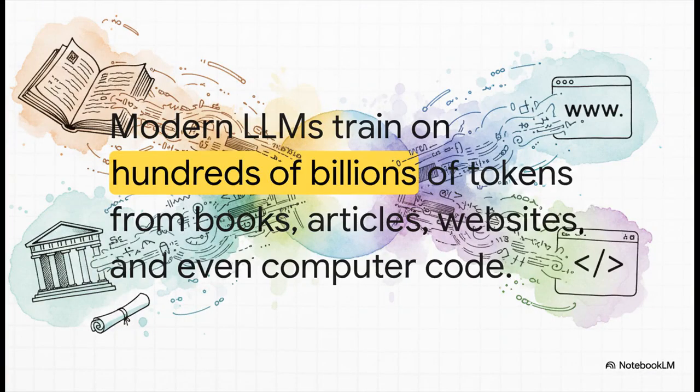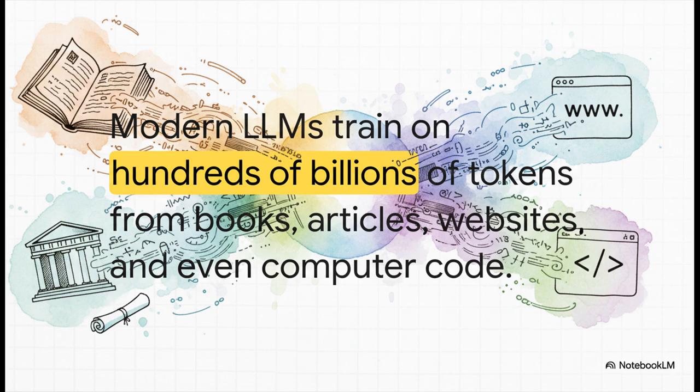And when I say insane amount, I am not kidding. We're talking about training these models on basically a huge chunk of the internet. Hundreds of billions of, well, they're called tokens, which are like words or parts of words. They come from books, articles, websites, even source code.